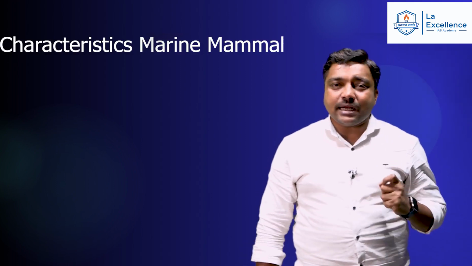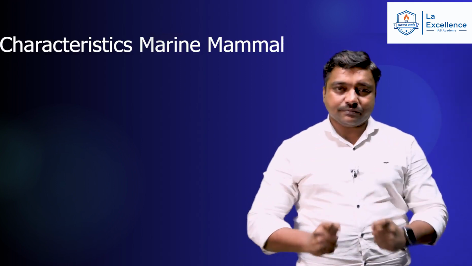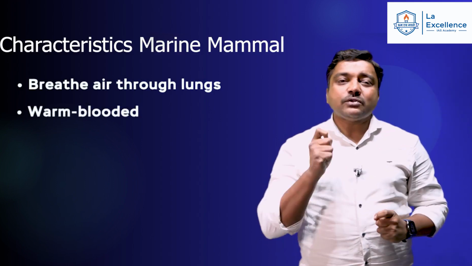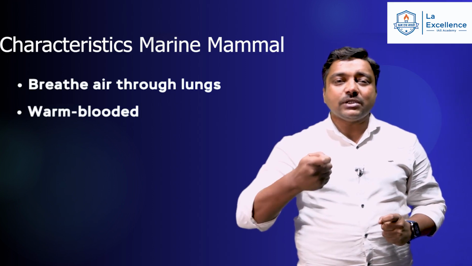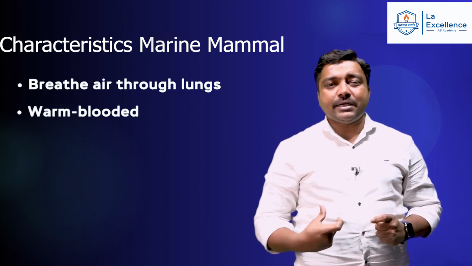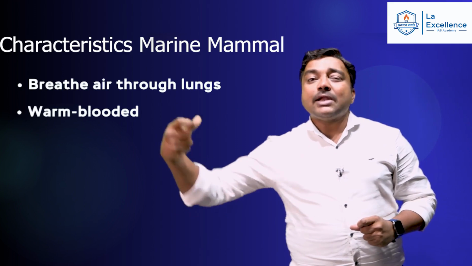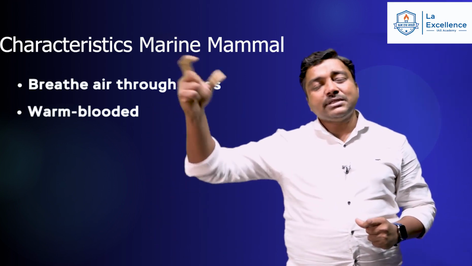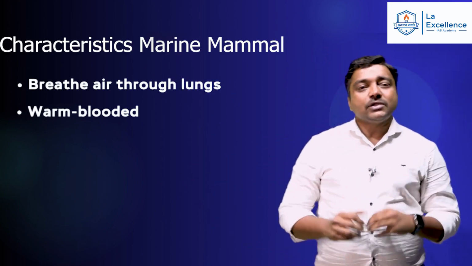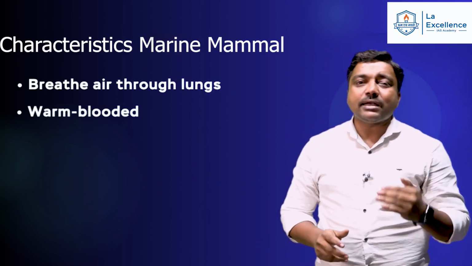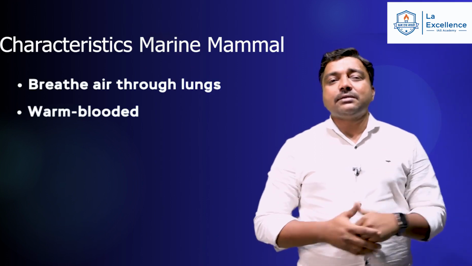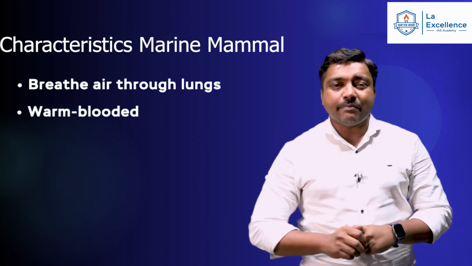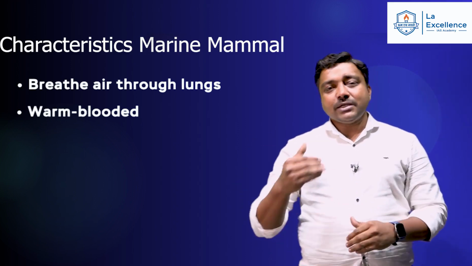As we discussed earlier, marine mammals breathe through the lungs, and they are warm-blooded. That means warm-blooded mammals maintain a constant body temperature, but cold-blooded animals cannot maintain their body temperature constantly, and instead it changes with respect to the environment. That's why the fishes in the polar region migrate toward the tropical region during the winter season. Because they cannot bear such low temperatures, they usually migrate towards the tropical region.